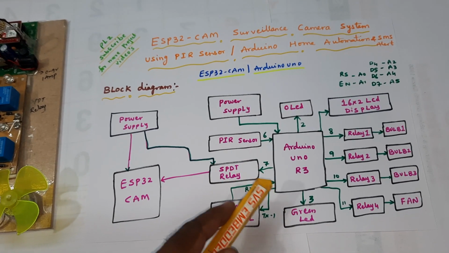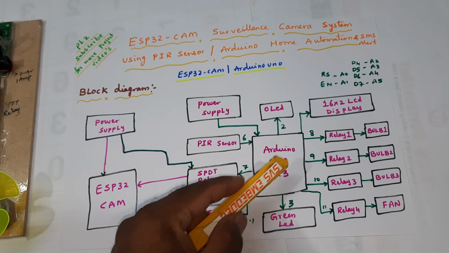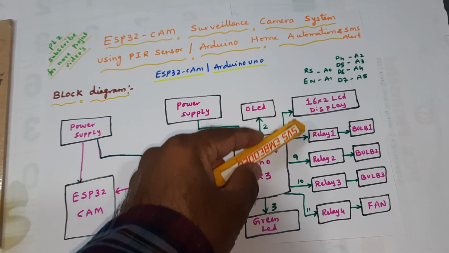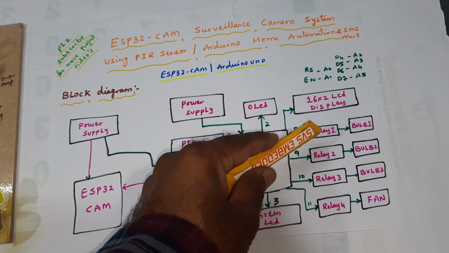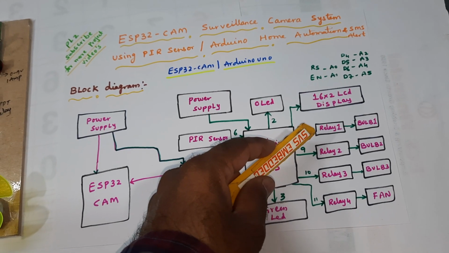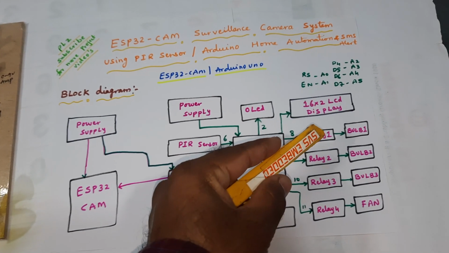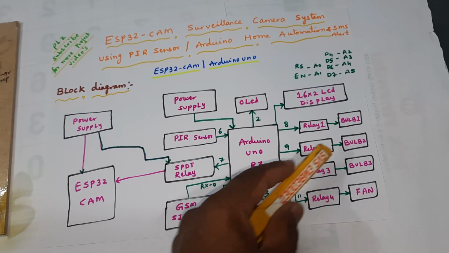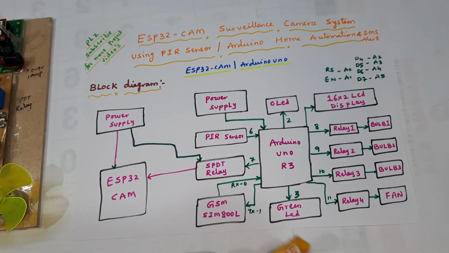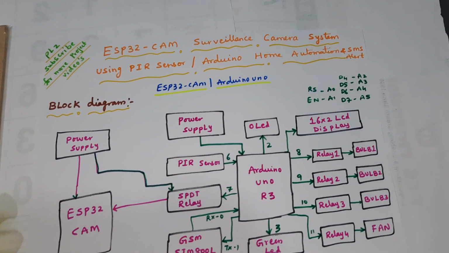In this project we are using a 16x2 LCD display and 4 relay coils, relay 1 being an SPDT relay, single pole double throw relay. The purpose of the relay is to switch the bulb on and off: bulb 1, relay 2, bulb 2, relay 3, bulb 3, relay 4 and bulb 4.